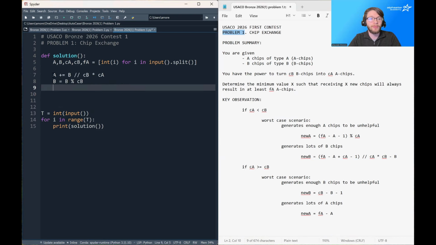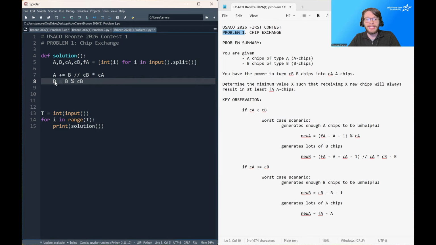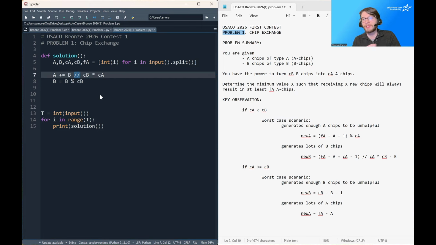So we're going to start here by first taking all of the B chips we have and converting them into A chips. So we're going to see how many sets of B chips do I have? And for each set of those B chips, I'm going to get CA copies of A chips. And then the remaining B chips is whatever my remainder is after dividing B by CB. For those of you who are coding in Java and C++, note that double slash in Python just means a single slash in C++. So this just means division rounded down. So if you see double slashes here, note that this is just normal division as it would operate in Java and C++.